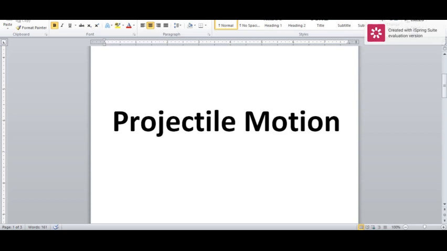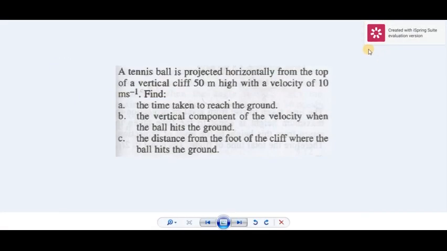Projectile motion. A tennis ball is projected horizontally from the top of a vertical cliff 50 meters high with a velocity of 10 meters per second. Find the time taken to reach the ground, the vertical component of the velocity when the ball hits the ground, the distance from the foot of the cliff where the ball hits the ground.